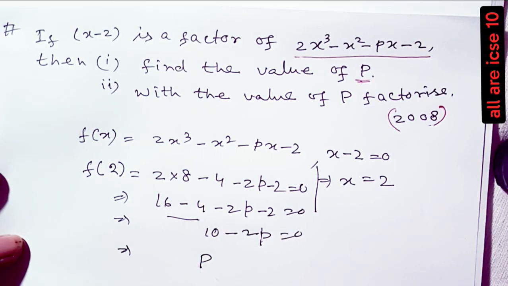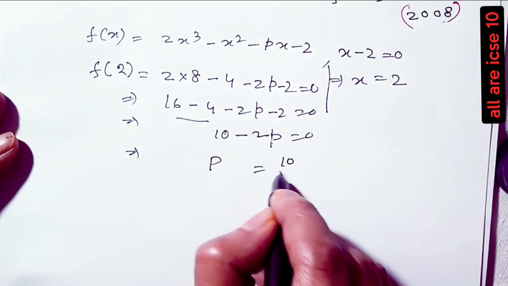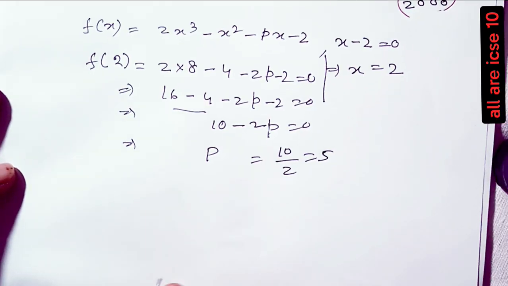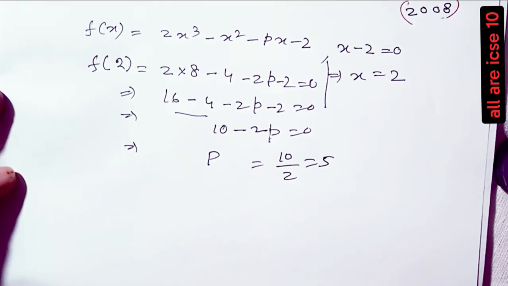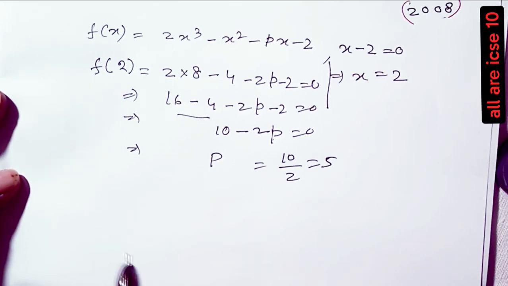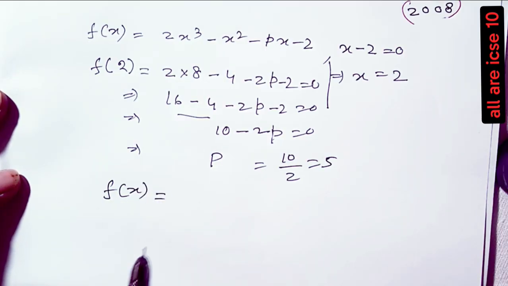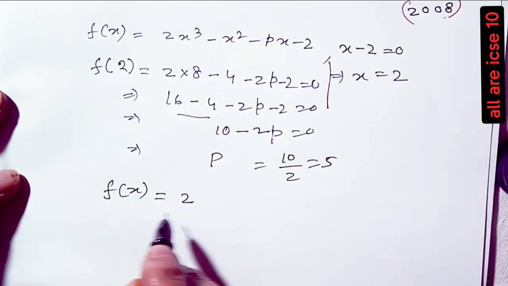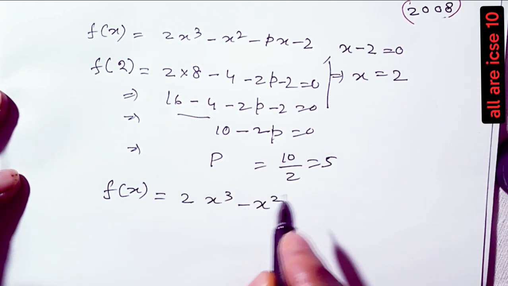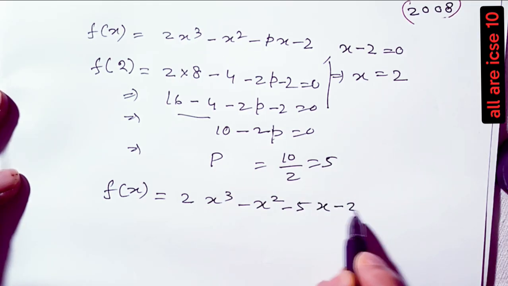Next, p equal to 10 by 2, means the value of p equal to 5. Next we factorize the polynomial using the value of p. So our f(x) now is 2x cube minus x square minus px, p is 5, so 5x minus 2.